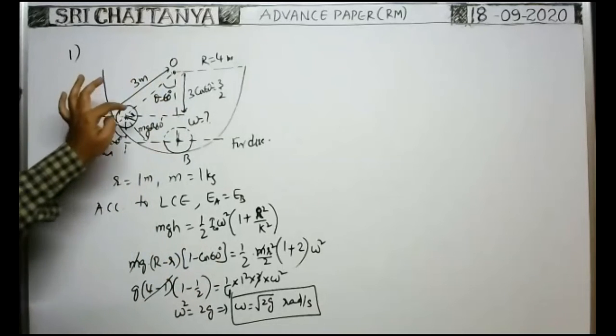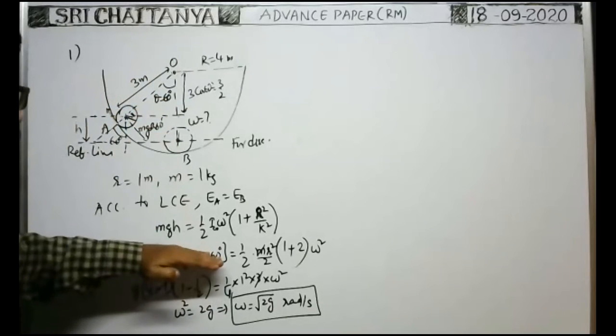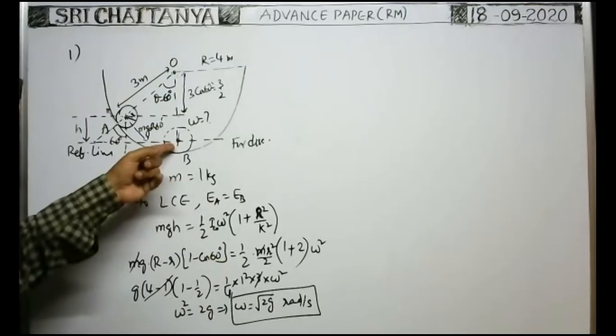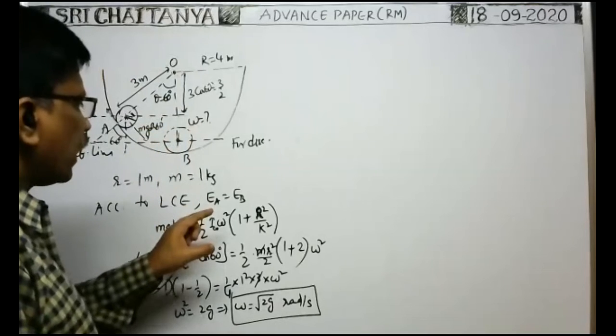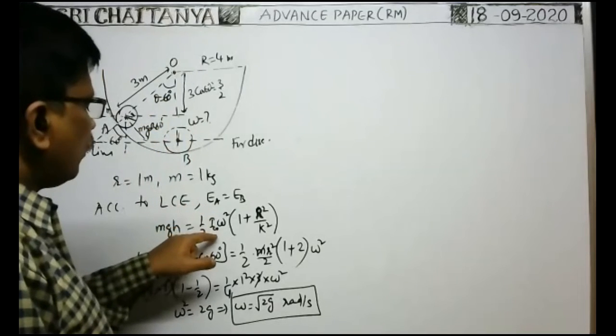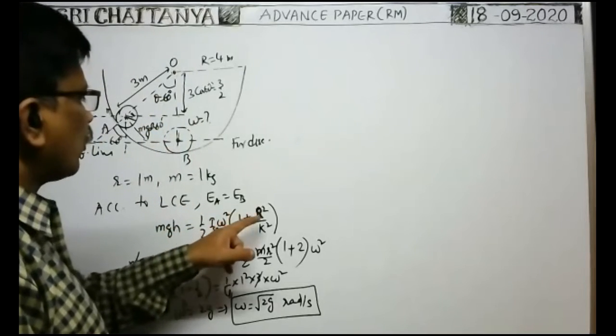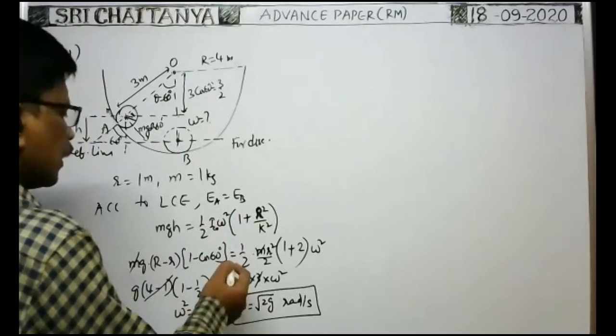So whenever the disk comes from this position to this position, this amount of potential energy is lost. That is equal to gain in rolling energy. Rolling energy means, as they asked the omega, in terms of omega, we write half I omega square into 1 plus r square by k square. Now I substitute the data.